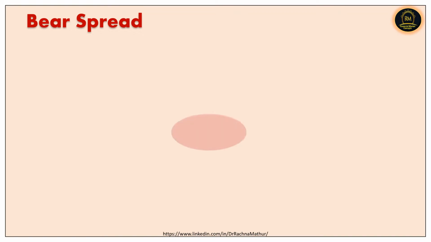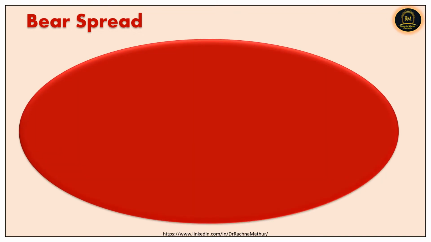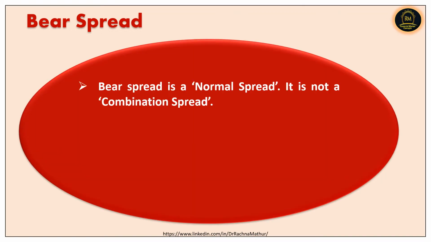Before making a bear spread, we should keep some important points in our mind. Point number one, bear spread is a normal spread. That is, it is created either by using put options or by using call options. It is not a combination spread. So, we should not use both call and put together for creating the same option strategy.